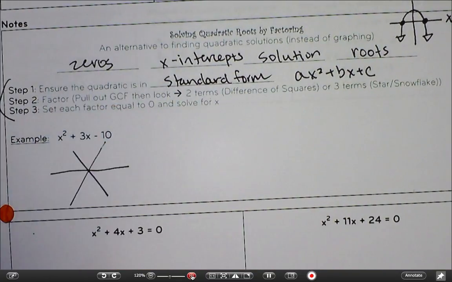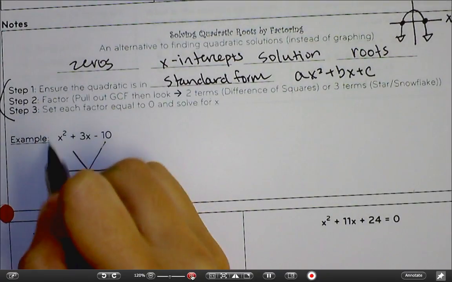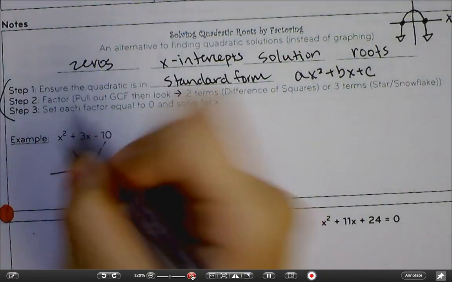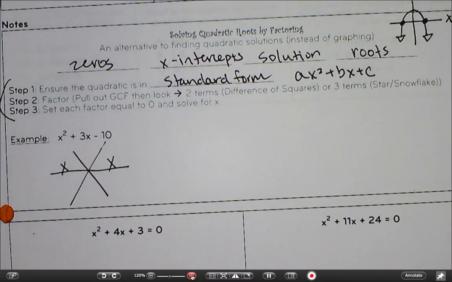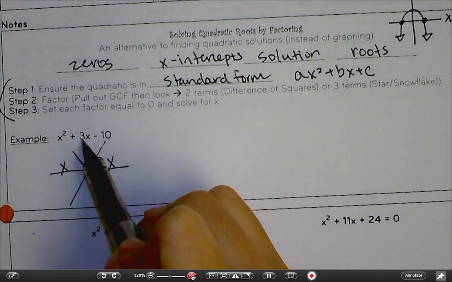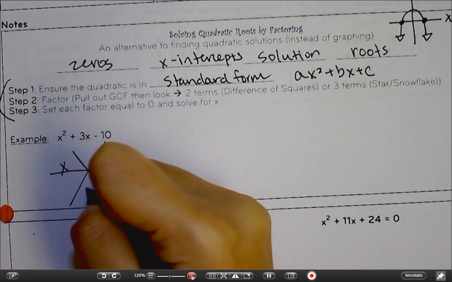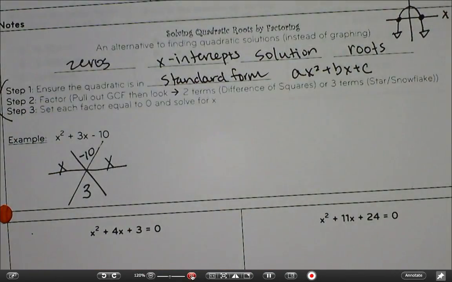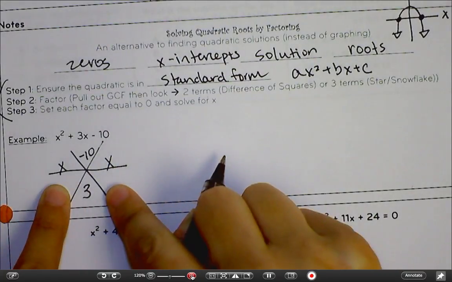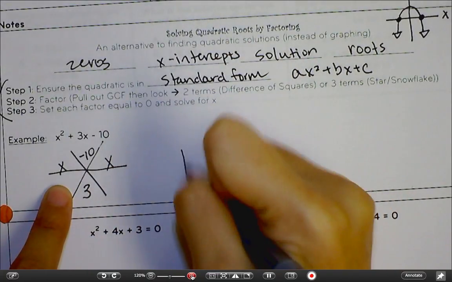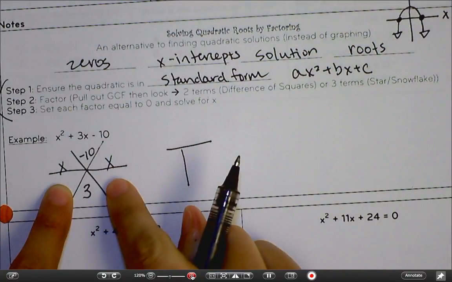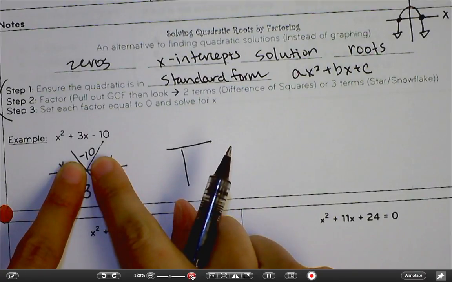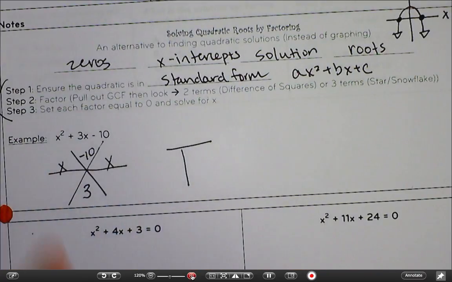Draw my x and a dash through it. Take a look at your first term, your a term. You're going to put that on the wings. Then you're going to take a look at b. You're going to put that at the bottom. And negative 10 is going to go on top. Now, to fill in these 2 missing areas, you need to find 2 numbers that when multiplied together gives you negative 10, and when you add them together, give you positive 3.